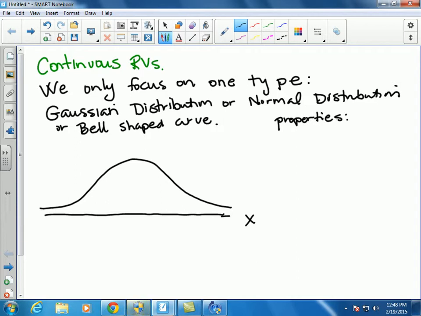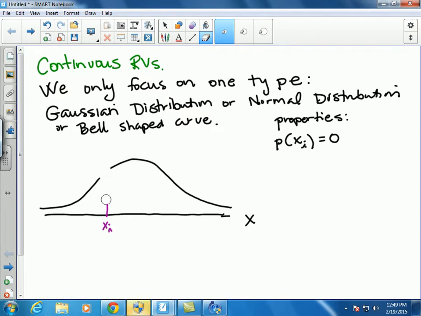Okay, one property is that the probability at any one point equals 0. What that means is, if you have just one point here at xi, you can't find the density or the distribution at one point, because there's no real area on the curve, because you're imagining everything sort of near it. So there's no probability associated at one value of the random variable.